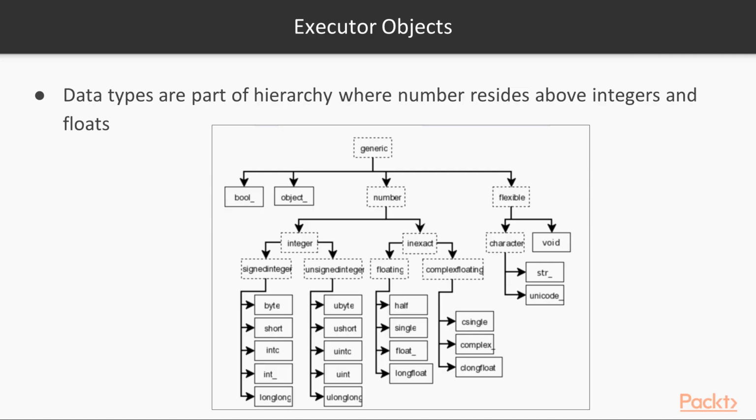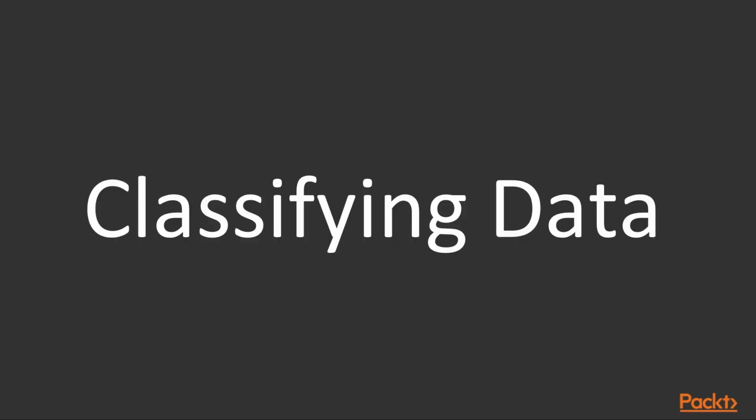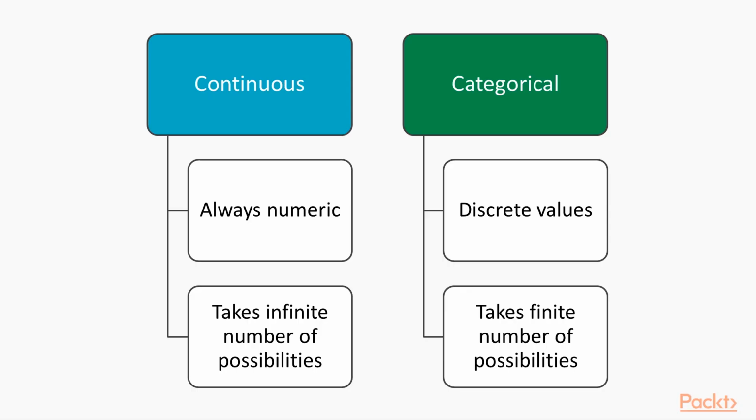Technically, the data types are part of a hierarchy where number resides above integers and floats. Take a look at this diagram to understand the NumPy data type hierarchy better. Broadly speaking, we can classify data as being either continuous or categorical. Continuous data is always numeric and can usually take on an infinite number of possibilities such as height, weight, and salary. Categorical data represents discrete values that take on a finite number of possibilities such as ethnicity, employment status, and car color. Categorical data can be represented numerically or with characters.